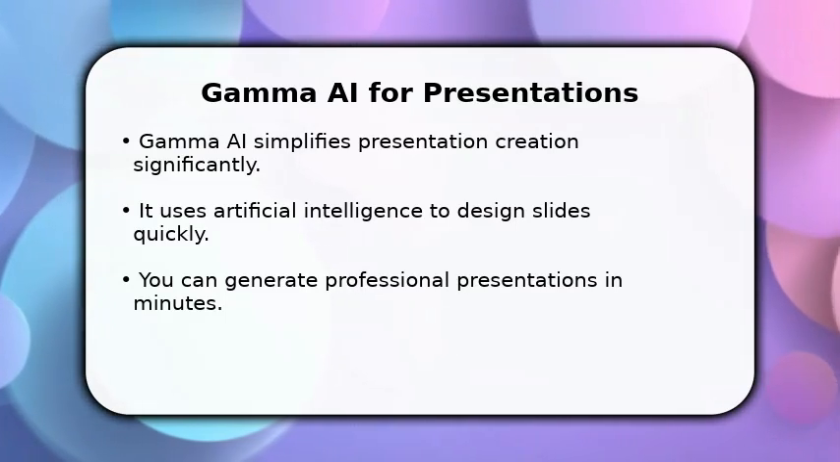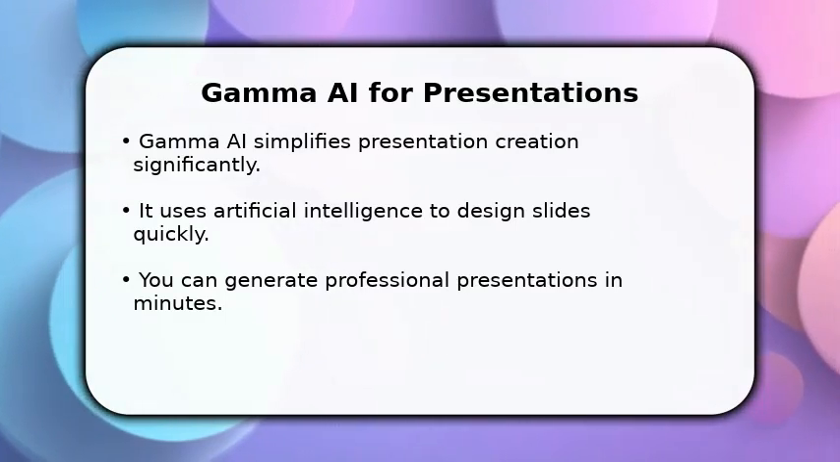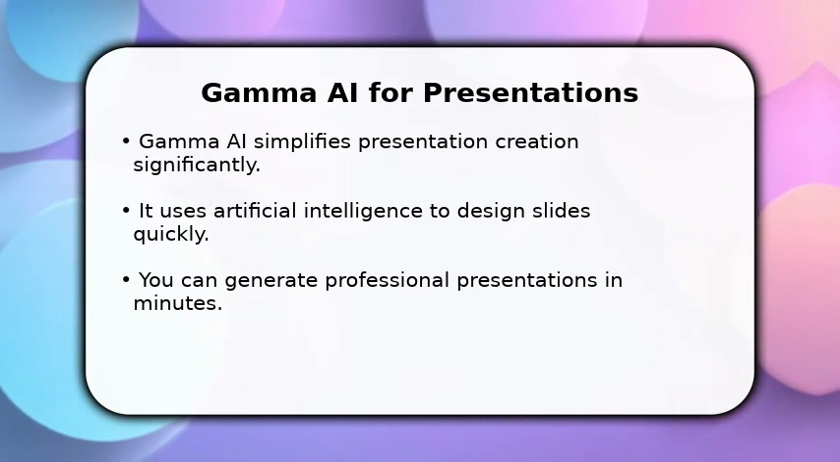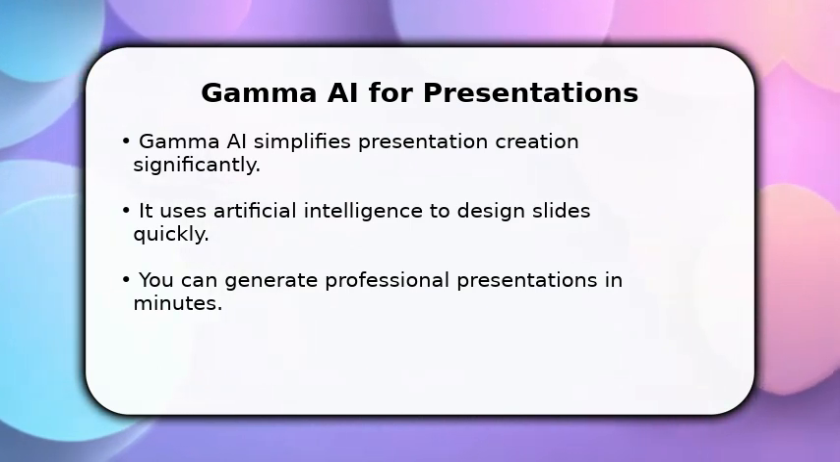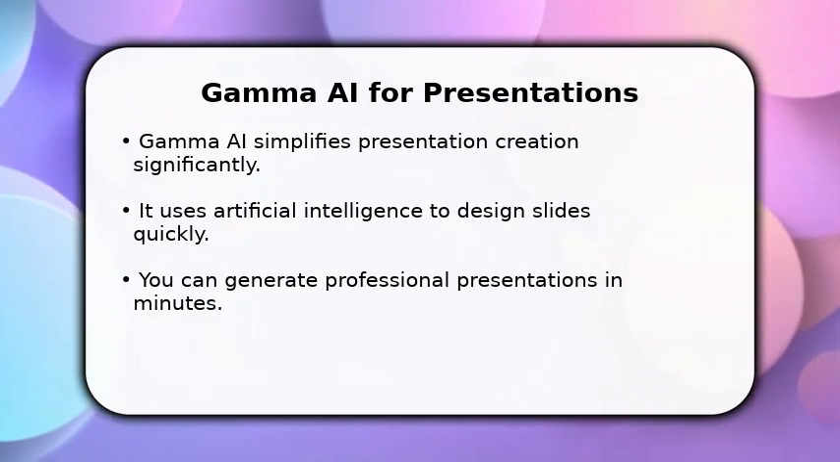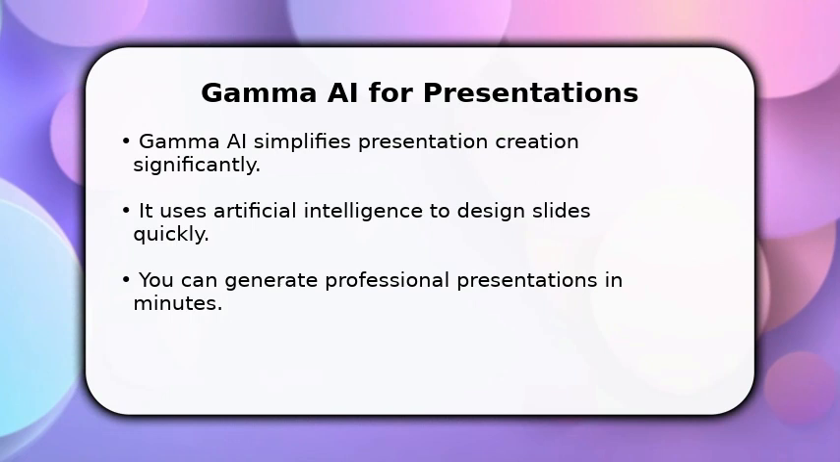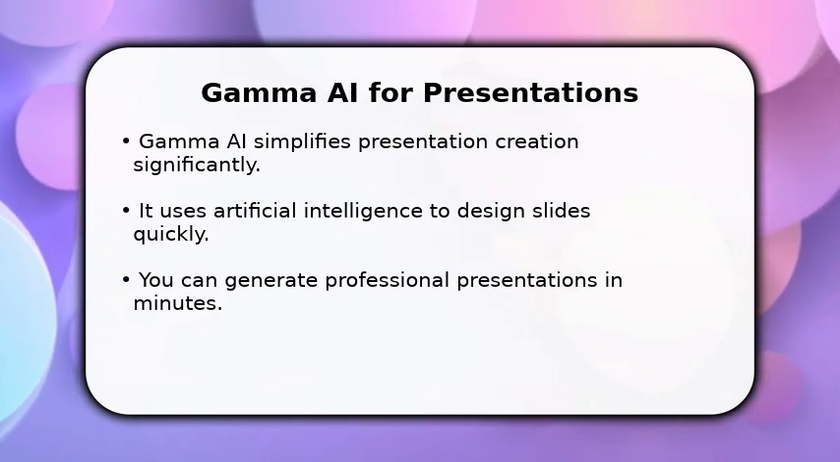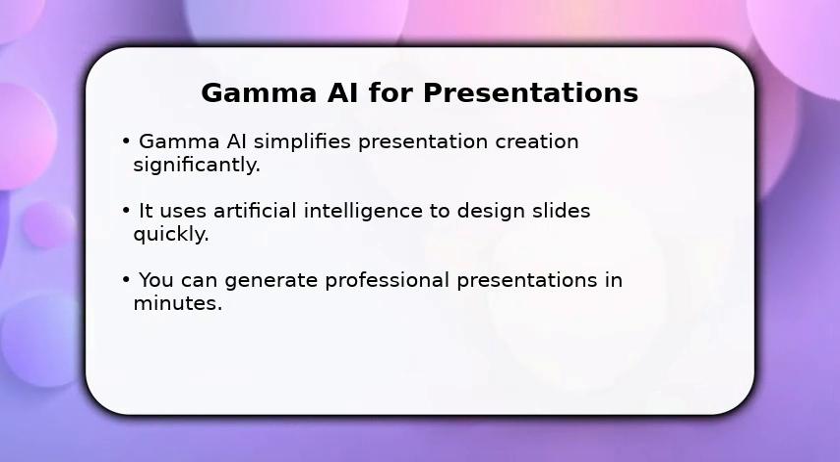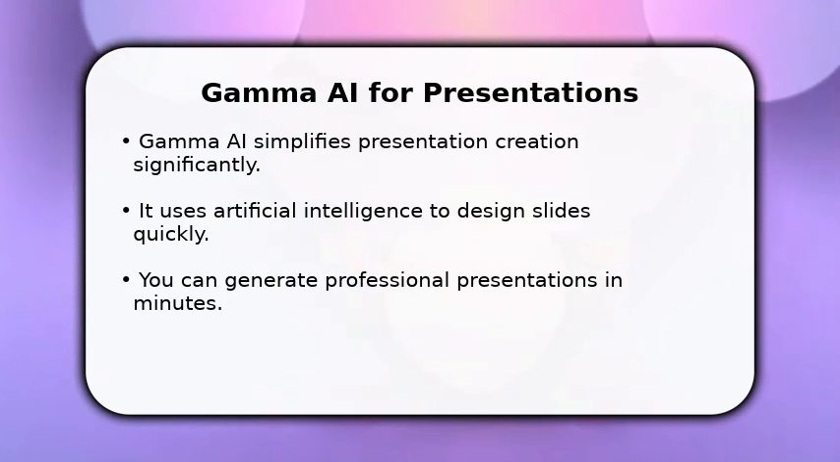In this video, I will explain how to use Gamma AI to generate presentations. Gamma AI is a powerful tool that leverages artificial intelligence to streamline your presentation creation process. It helps you transform your ideas into visually appealing slides with remarkable speed and efficiency. You can focus on crafting your message, while Gamma AI takes care of the design elements, saving you valuable time and effort. Let's dive into the steps to get started.